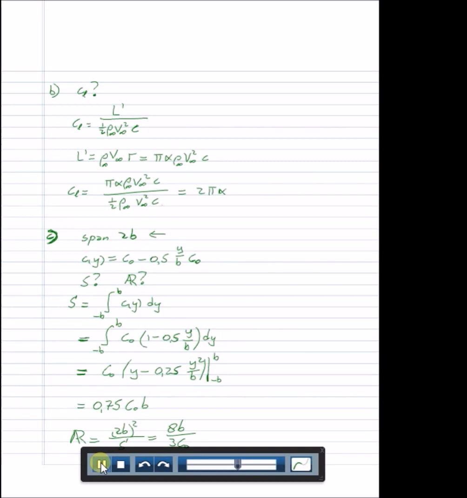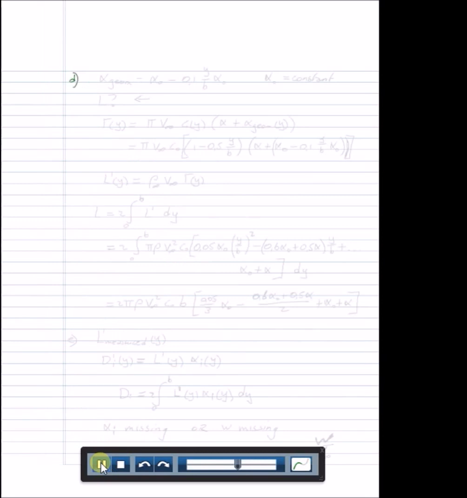Then we go to question D, and question D says that the wing also has a geometric twist in it. So the geometric twist is described as well. So alpha geom is defined as alpha naught minus 0.1 y over b times alpha naught. And alpha naught is a constant.